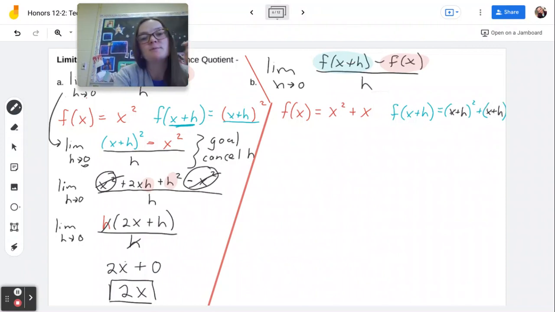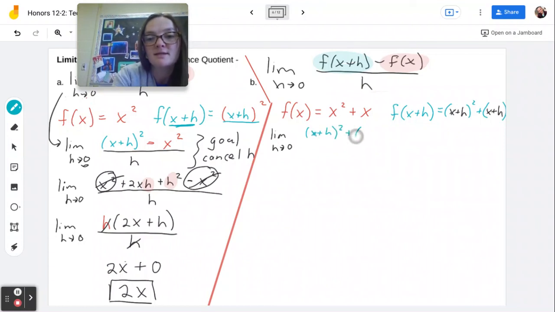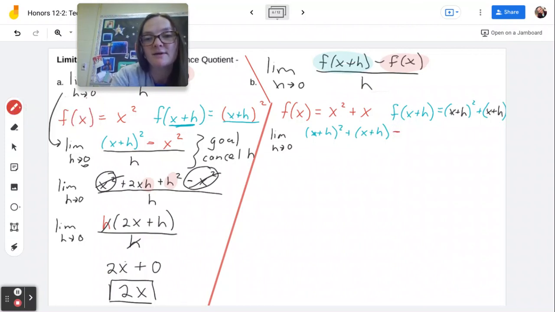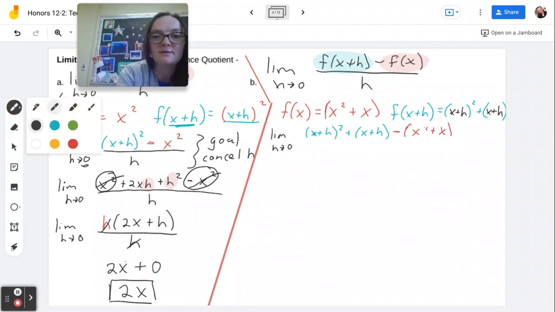Then I'm going to replace my limit. My new limit is going to be the limit as h approaches 0 of, and we're going to do the blue function first. My blue function is f of x plus h, which is x plus h, quantity squared, plus x plus h, minus f of x. I'm going to put this in parentheses because the minus is going to distribute to all of f of x. So minus x squared plus x, and this is going to be all over h.